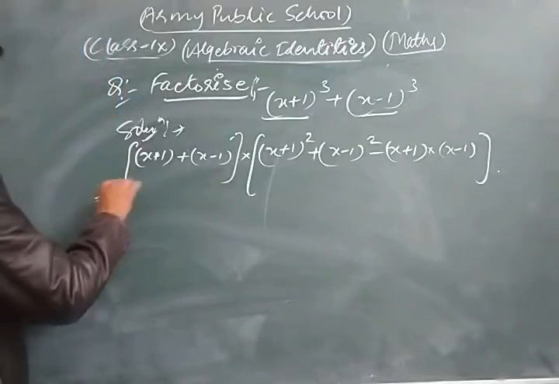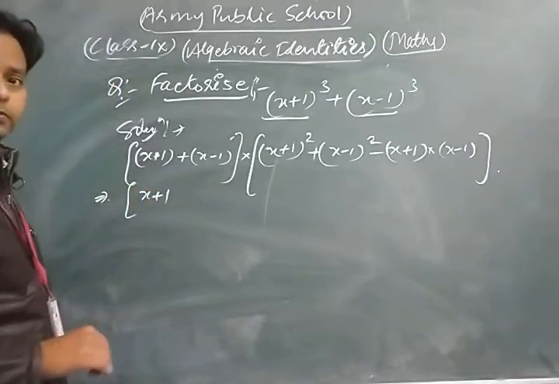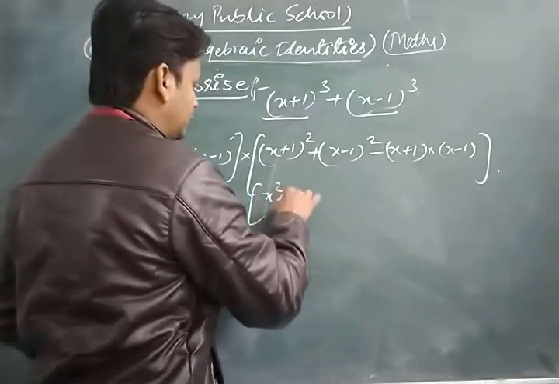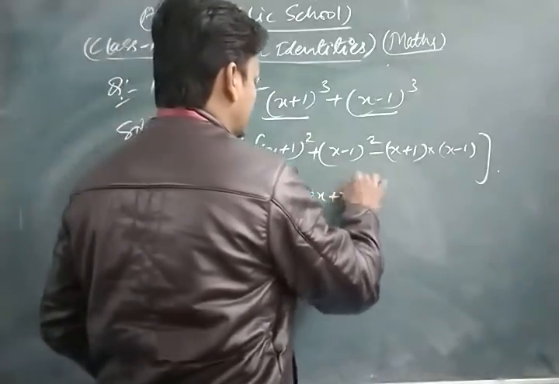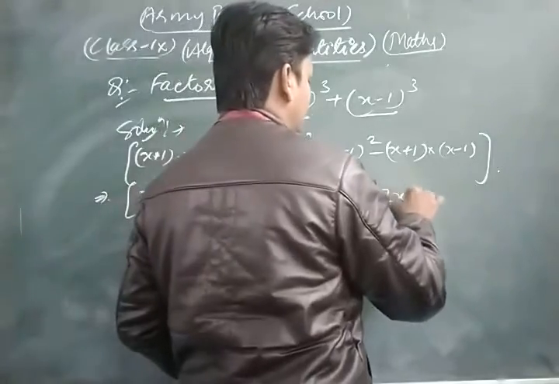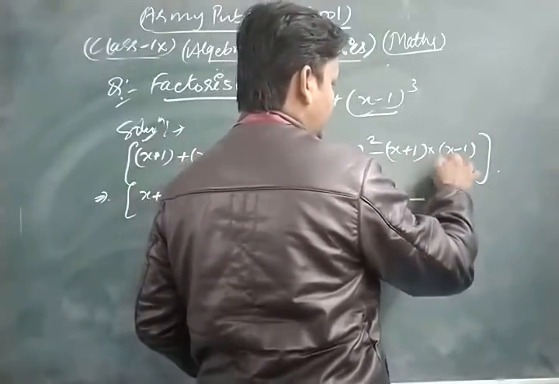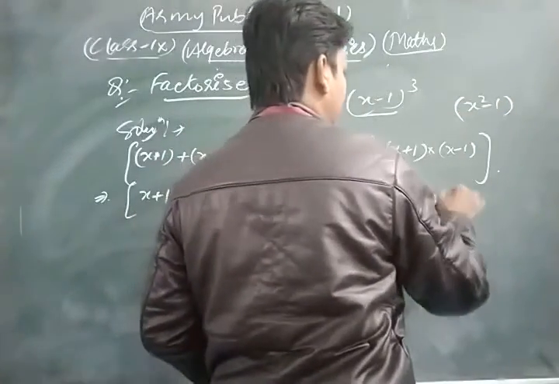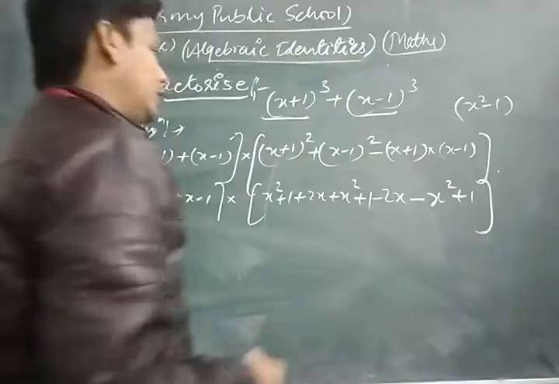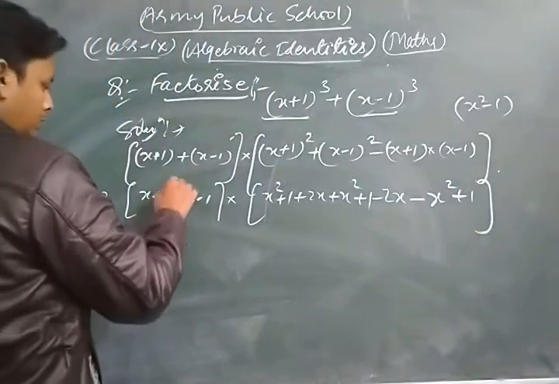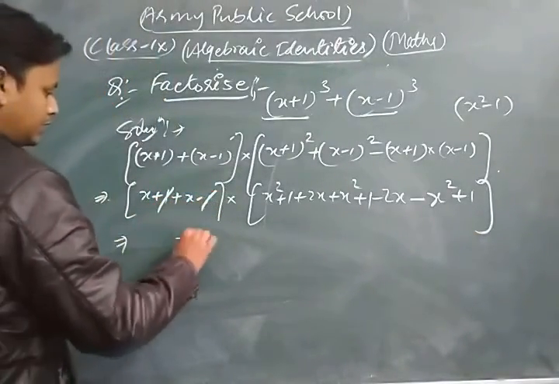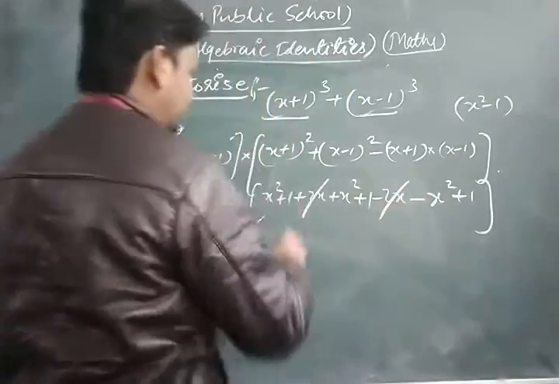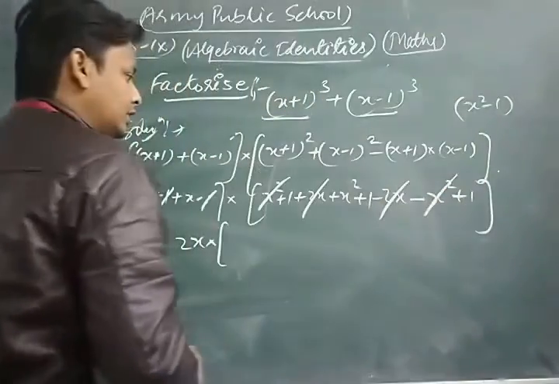Now look, we break the brackets, x plus 1 plus x minus 1 into, this is a square plus b square plus 2ab plus a square plus b square minus 2ab minus, this is a plus b into a minus b, this is the form of x square minus 1. So if we break the brackets, then we get minus x square and plus 1. Now we simplify them. 1 cancels with the other. So that is 2x into, here the x square terms cancel each other.